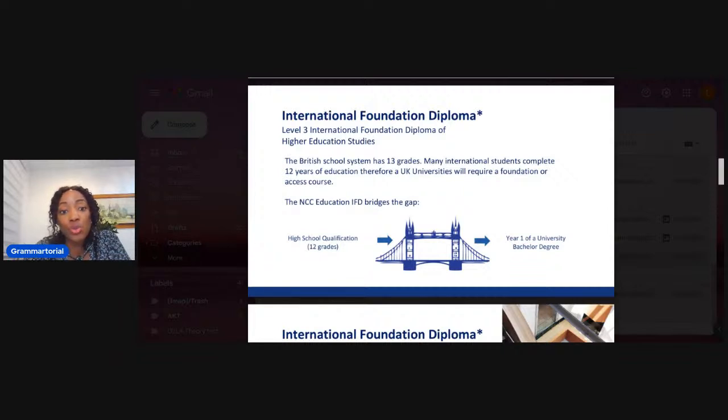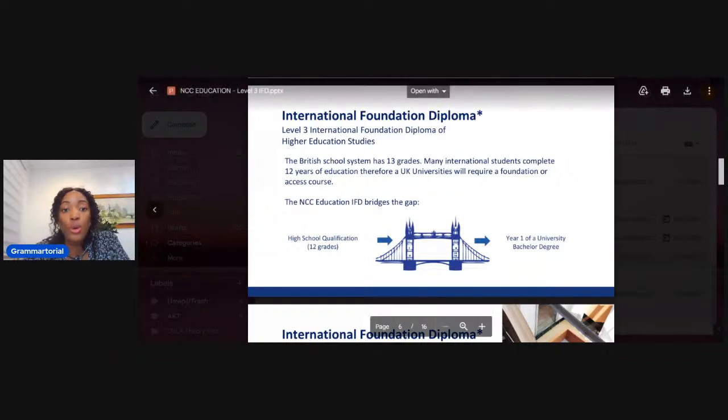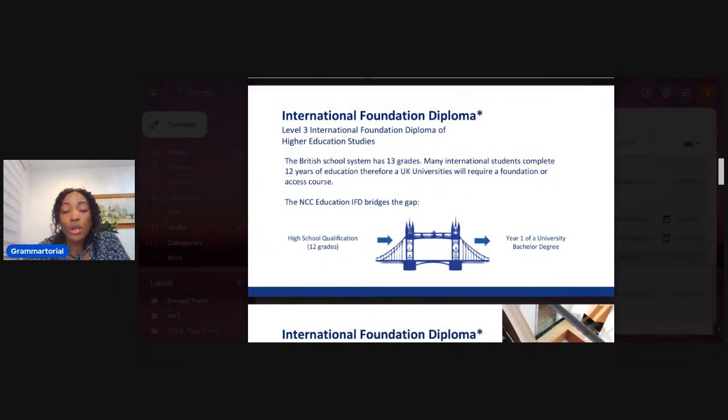Many international students would have completed 12 years of education before a UK university will require a foundation, or what we call an access course. So assuming you were to come and study in the UK with your secondary school leaver certificate, your O levels or what have you, you need to do a foundation course, or what we call an access course. Or if you wanted to switch from accounting to nursing, you need to do an access course before you can be granted a nursing degree.